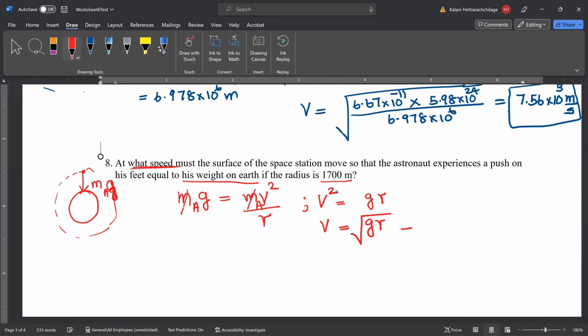So plug it into the calculator. 9.80 times r, which is 1700, and take the root of that, right? So then v will be equal to 130 meters per second.